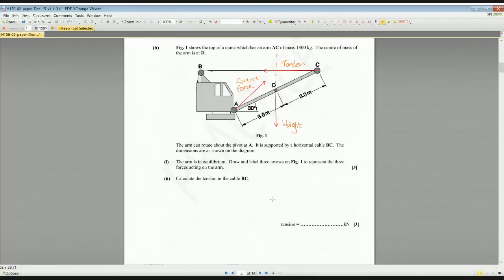And part 2 says calculate the tension in the cable BC. Now, there's an alternative method to doing this, which stumbles upon a similar answer, but it's not a correct method, and it wouldn't work in a different question. This is a moments question. That should be really obvious from the first part of the question, which was asking you about definitions of the principle of moments. So we need to take moments around a point in order to solve this. Now, we're going to take moments around point A.